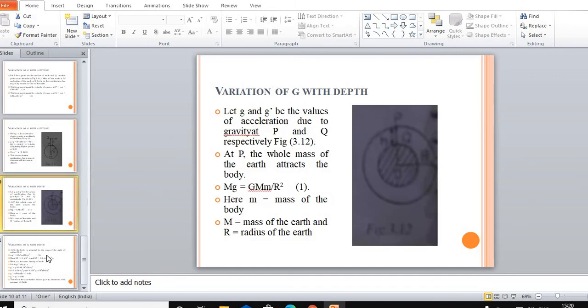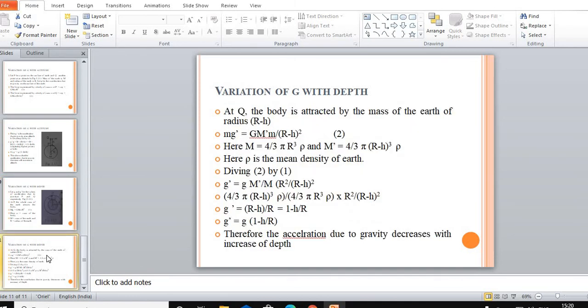Variation of g with depth. Let g and g prime be the values of acceleration due to gravity at P and Q respectively. This is shown in the figure. At P, the whole mass of the Earth attracts the body. So mg equal to G M m divided by R squared. Here m is the mass of the body, M is the mass of Earth and R represents the radius of the Earth.